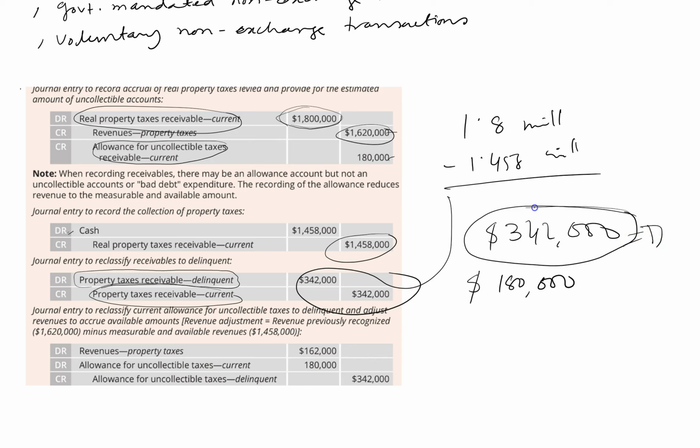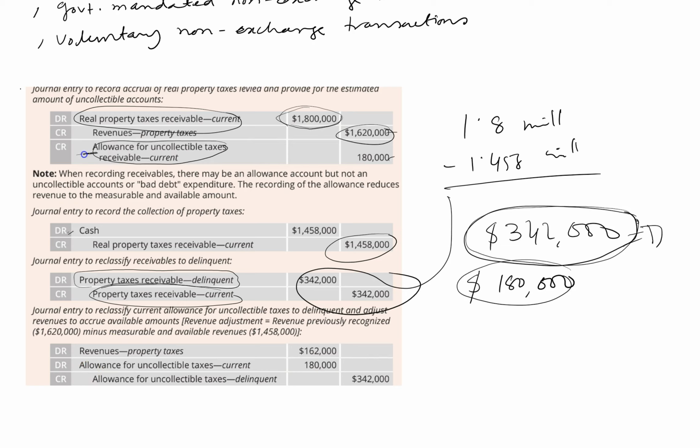So we will record this allowance and classify it as delinquent, which is crediting allowance for uncollectible taxes delinquent. Then we have to remove the allowance for uncollectible taxes current portion. That means it was initially 180,000, but we are reclassifying the allowances and adjusting things, so we have to remove or reduce it.